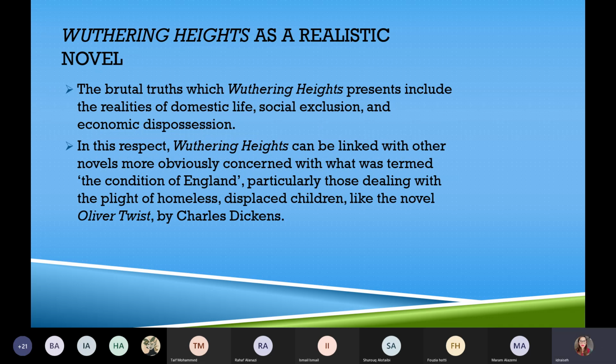All right. If we look at the realistic characteristics of Wuthering Heights, basically there are the setting, and the brutal truth that the novel represents about the domestic life and social exclusion and economic disposition in the novel. It is very clear. Also, when it comes to genealogy, Heathcliff is a man who doesn't know his genealogy. He doesn't know his origins. That plays a very big part in the story. He is not accepted, and he is considered an outsider throughout the entire novel due to the fact that we don't know where he comes from.